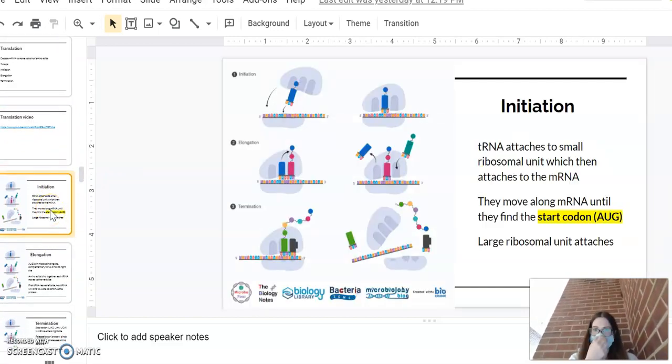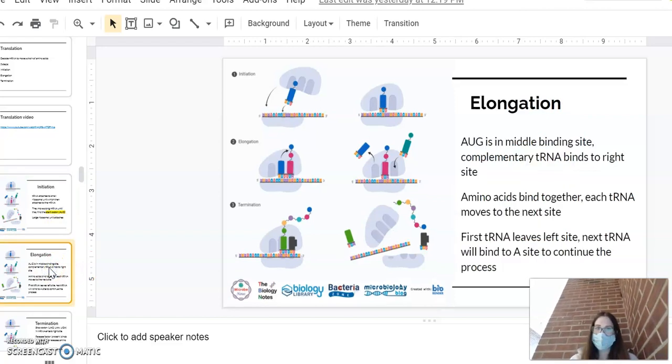So starting with initiation, so here the tRNA attaches to a small ribosomal unit, which is this gray structure here, which then attaches to the mRNA, which is this strand right here. And then this ribosomal unit moves along the mRNA until it finds a start codon. Remember that magic combination of base pairs or nucleotides is AUG. Then the large ribosomal unit attaches. So that's initiation.